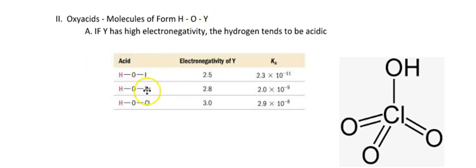So if I look at I, Br, and Cl, which is the most electronegative of those three? It's the Cl. All right. Well, look at the Ka. It's the lowest, or I guess the highest number, the least negative exponent. So this is your strongest of the three acids.